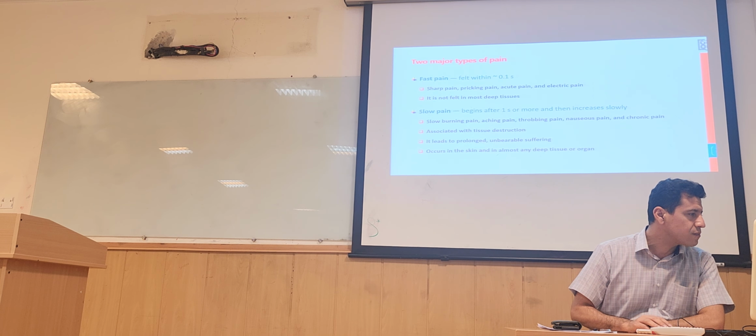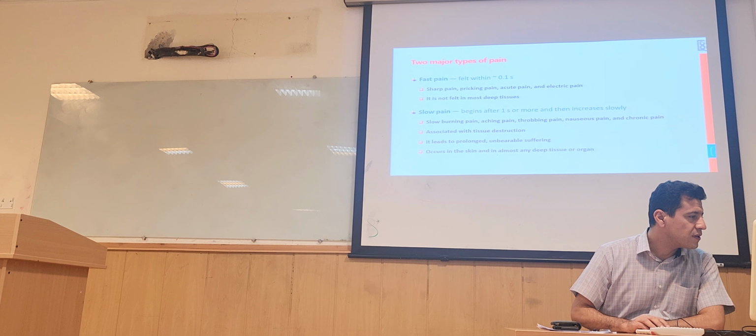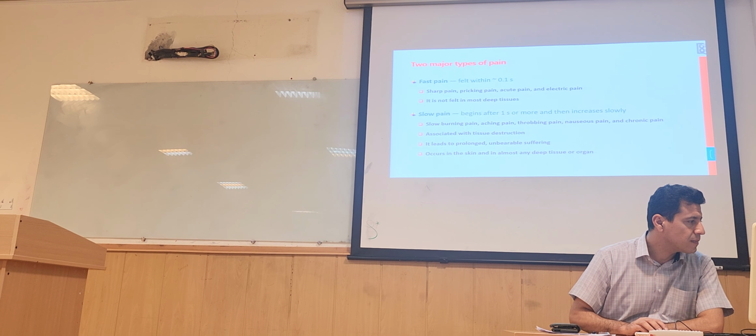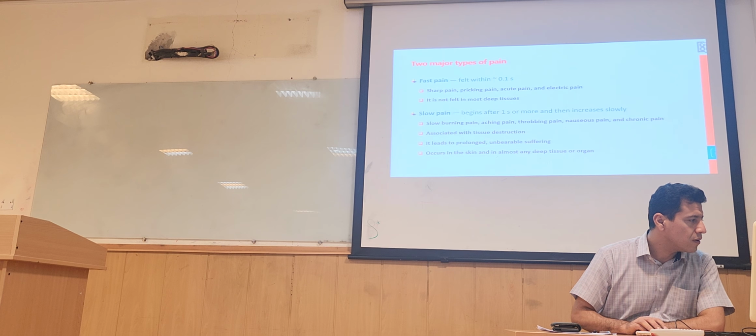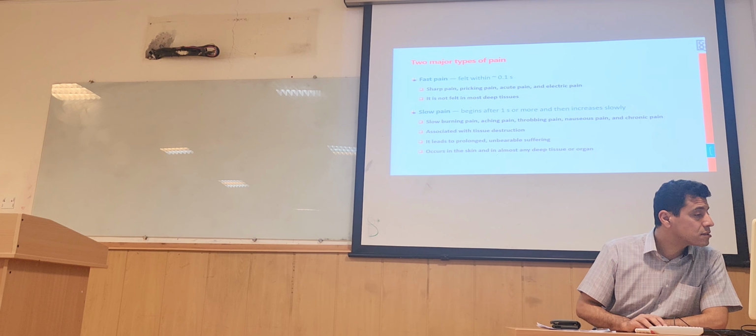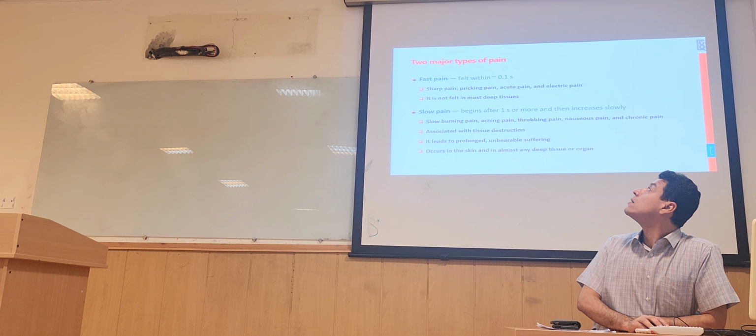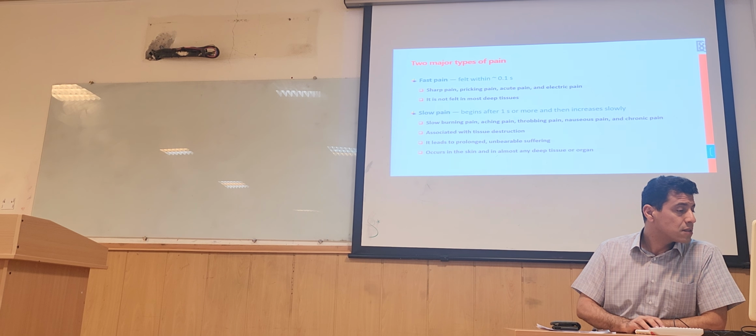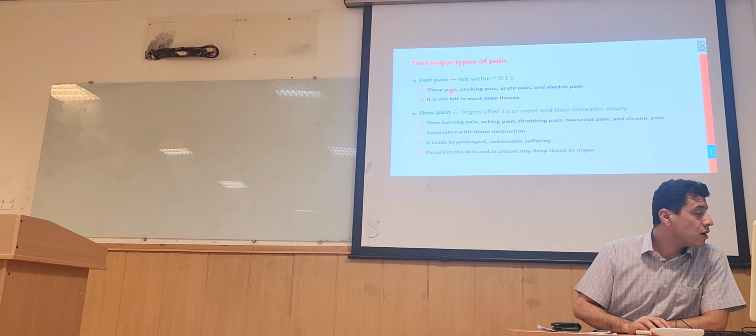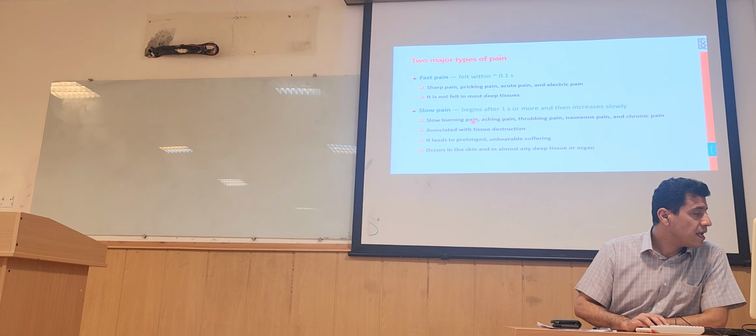So one point is this one. Fast pain is felt in 0.1 second, but slow pain begins only after 1 second and then increases slowly. So these are other names for fast pain, like sharp, pricking, acute. And these are other names for slow pain.